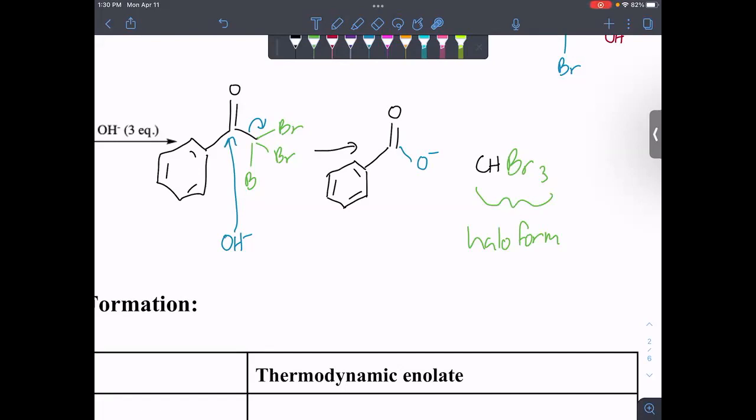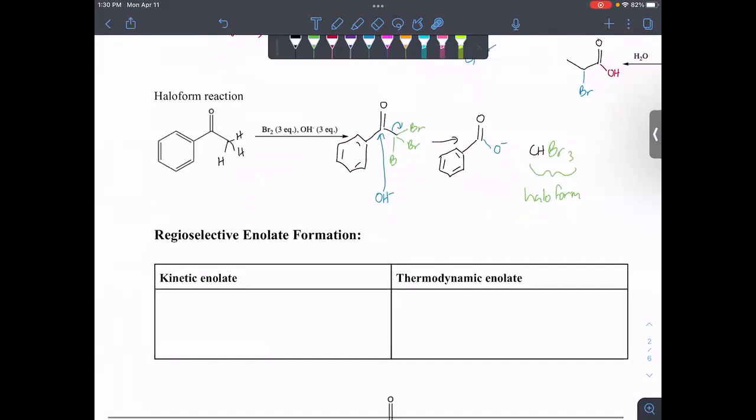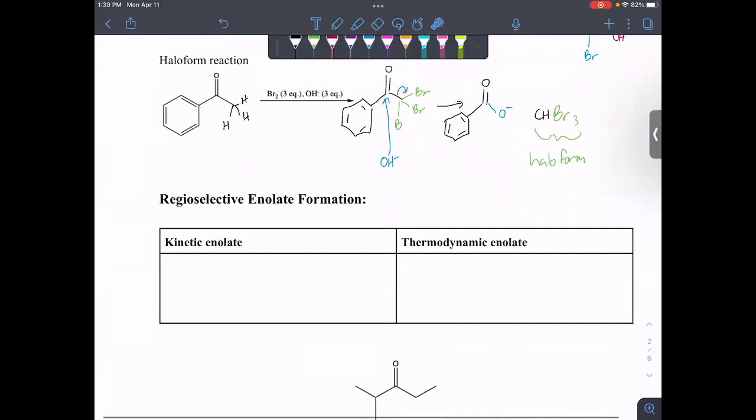You could probably go in with an acid and protonate it, but I don't really know what the point of this is. It's just something you can do. But yeah, let's just move on.